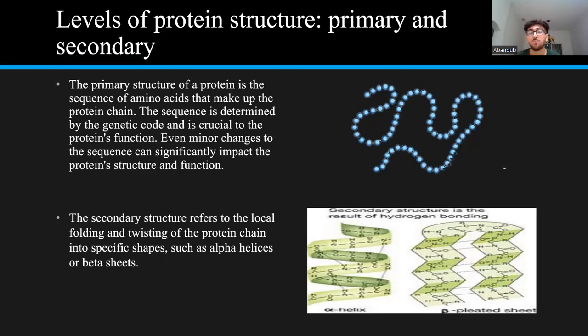At the bottom left picture, you can see here the two structures, the helix and the beta pleated. The helix in which it coils and the pleated in which it folds in on itself. The secondary structure refers to the local folding and twisting of the protein chain into specific shapes, such as alpha helixes or beta sheets.